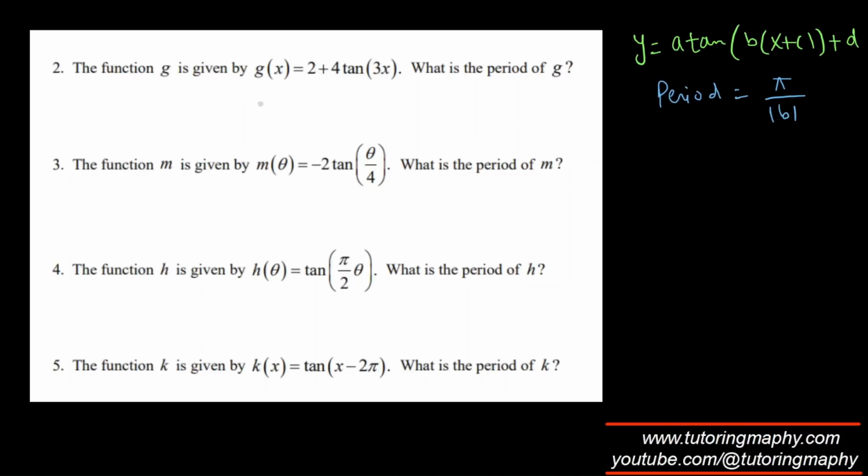So that's about it. Take pi and divide by the coefficient of x, which is 3 in this case, pi over 3. Take pi, divide by the coefficient of theta, which is 1 over 4. So this is 4 pi here. Take pi and divide by the coefficient of pi over 2, which is 2, of course, because 2 jumps up and pi is cancelled. And take pi and divide by the coefficient of x, which is just 1. So the period is just pi in this case.